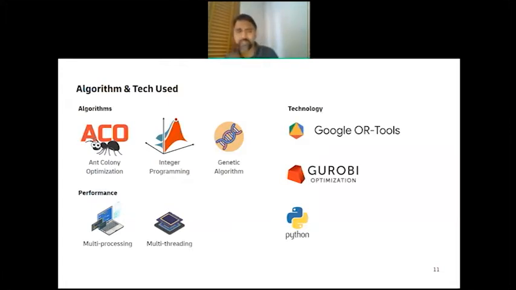In terms of technology we use, we coded the entire tool in Python, where we called a few routines from Gurobi and also used Google OR-Tools.